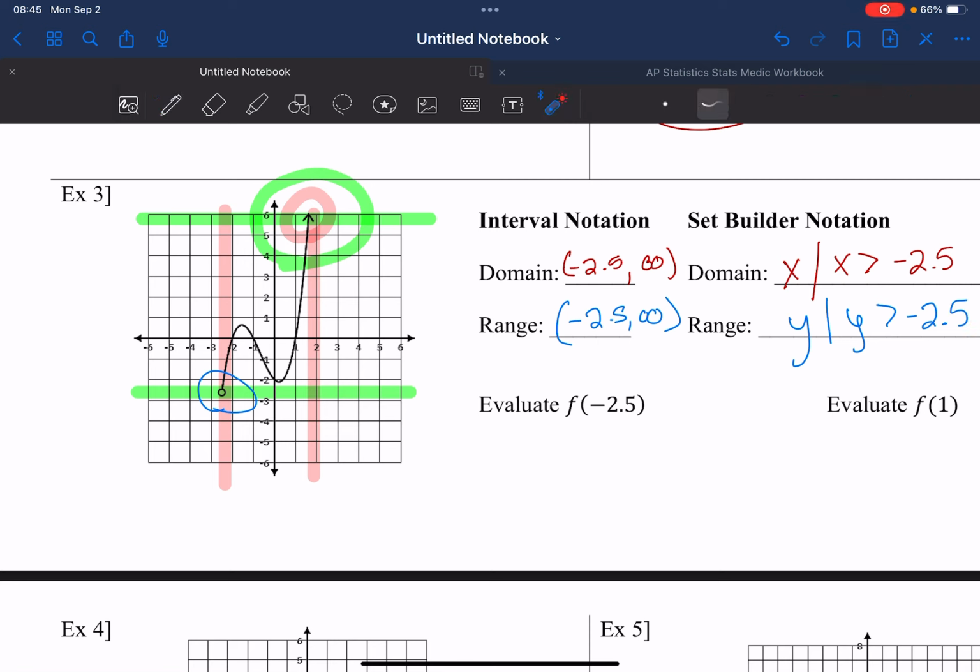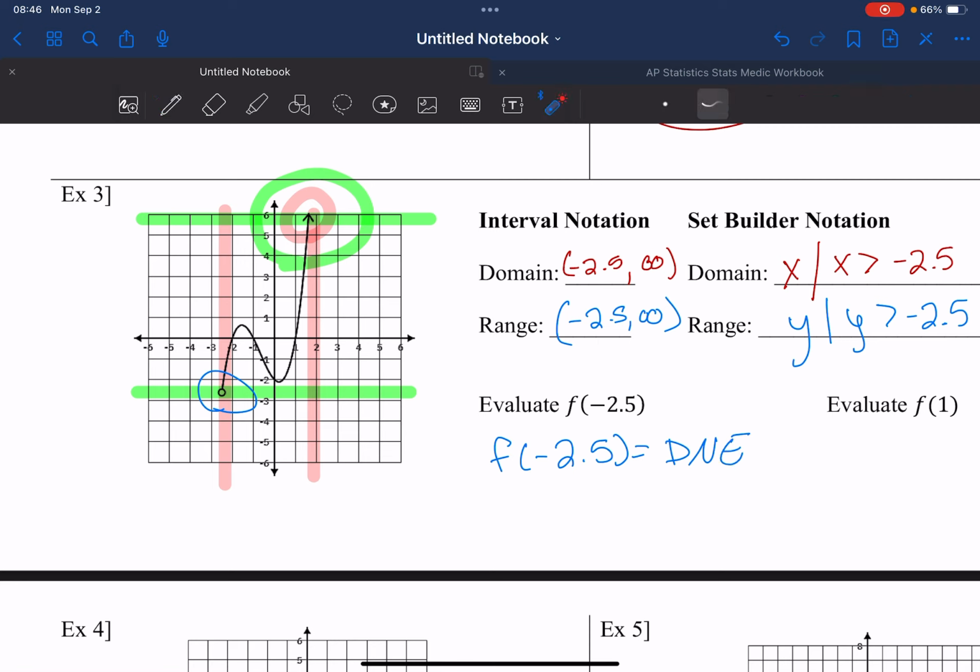Okay, now to evaluate, we're going to look at f of negative 2.5. So our x value of negative 2.5, which is right here. Notice I have to go down to meet my function, but I meet my function at an open circle. That open circle tells me that that negative 2.5 does not exist. So f of negative 2.5 equals DNE, does not exist.